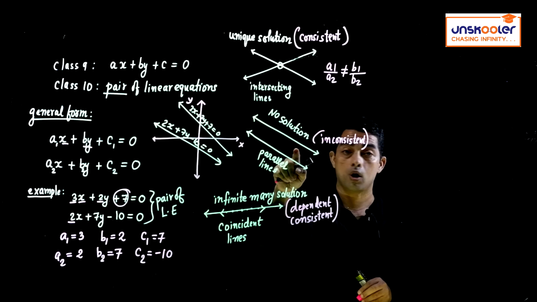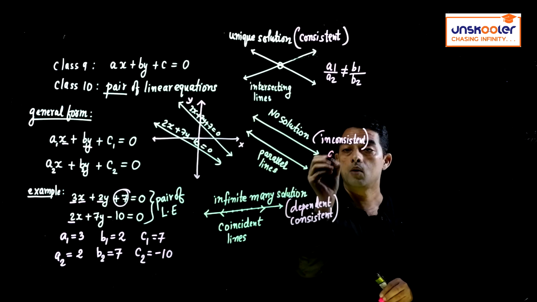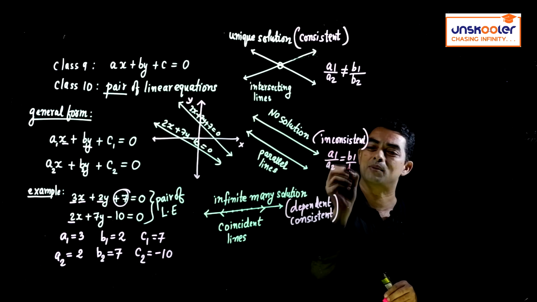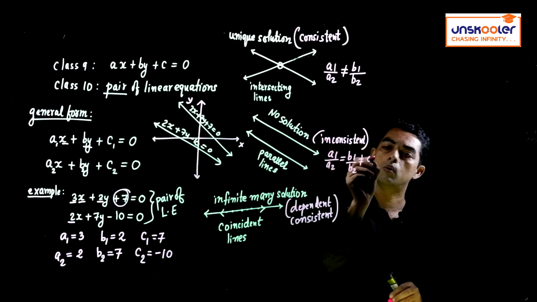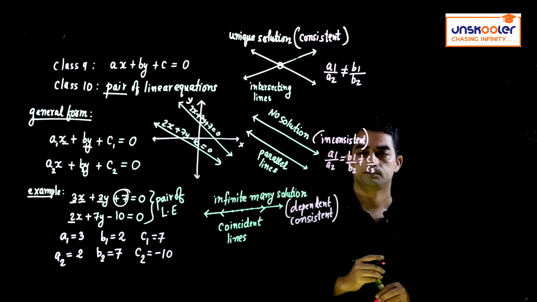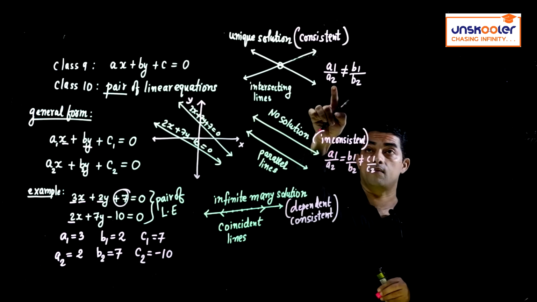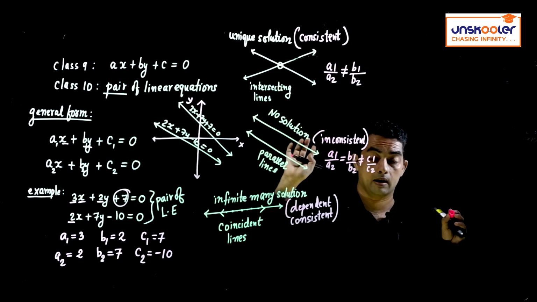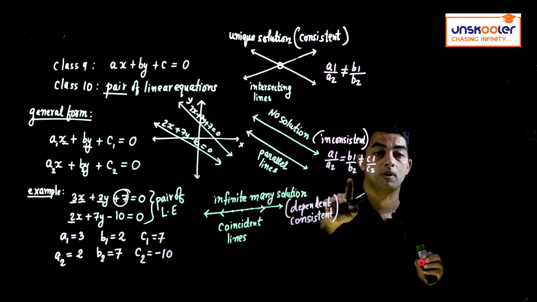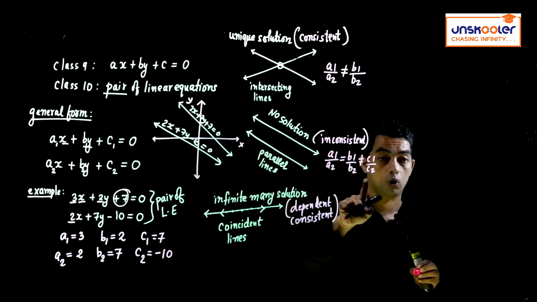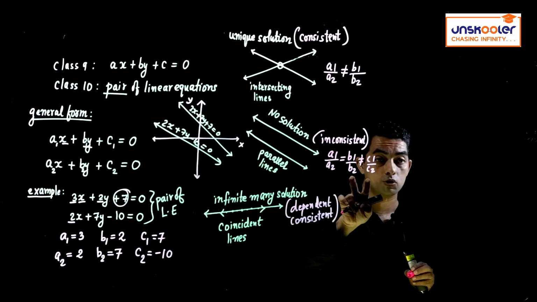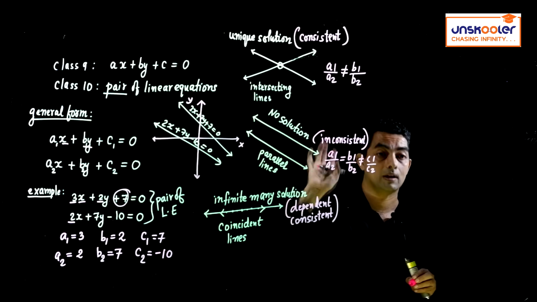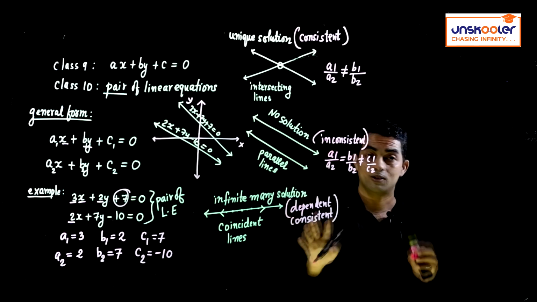The condition for no solution is A1/A2 = B1/B2 ≠ C1/C2. If A1/A2 is not equal to B1/B2, the story ends there itself; it will be intersecting lines. But if A1/A2 comes equal to B1/B2, we need to check C1/C2 also. And if B1/B2 is not equal to C1/C2, then the lines would be parallel lines. No solution, inconsistent.